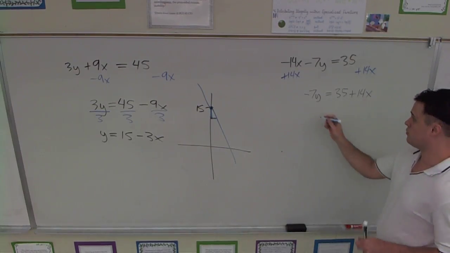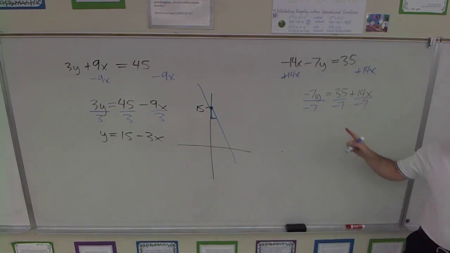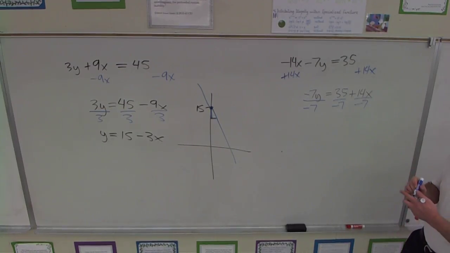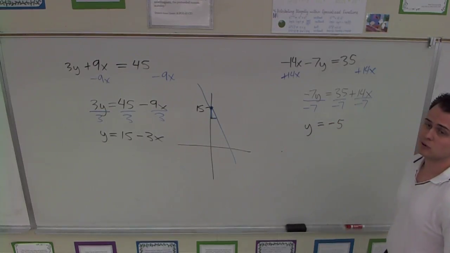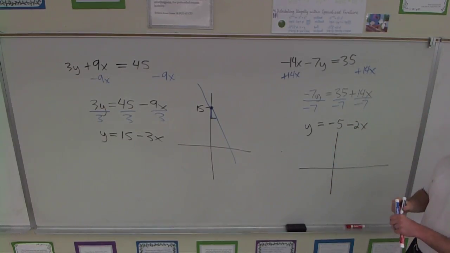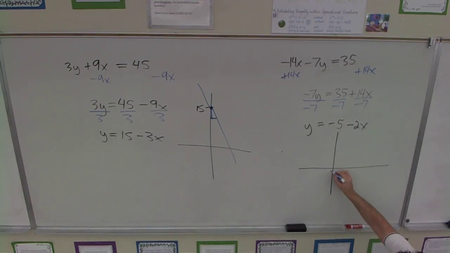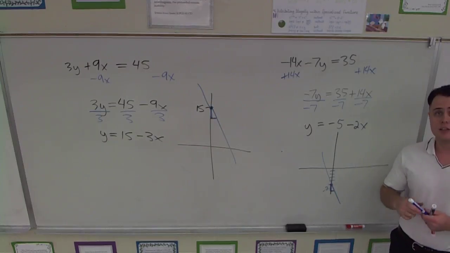And now I need to get rid of this multiplication by dividing. If some of you are looking at this and thinking that says subtract 7, it doesn't say subtract 7, it says divide, right? So be careful with that. y equals negative 5 minus 2x. Positive over negative, negative 2. So this guy would look like negative 5. Then you go down 2 over 1. Down 2 over 1, so another fairly steep negative line. Okay? I think that should be it.